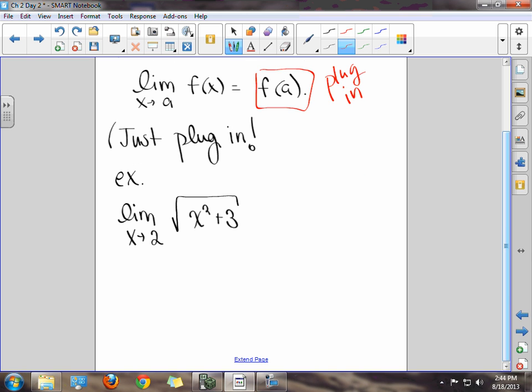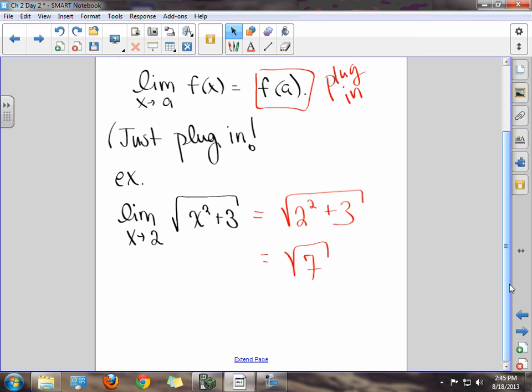So for roots, roots are going to be continuous everywhere that x is greater than 0. So here we're looking at the limit as x approaches 2. So all you're going to do is plug in. So this is going to be the square root of 2 squared plus 3, which is the square root of 7. This is a really handy trick.